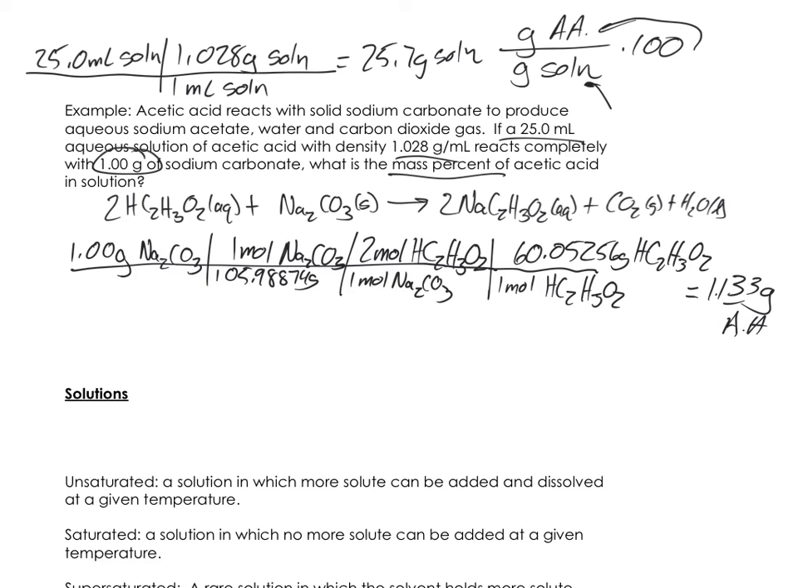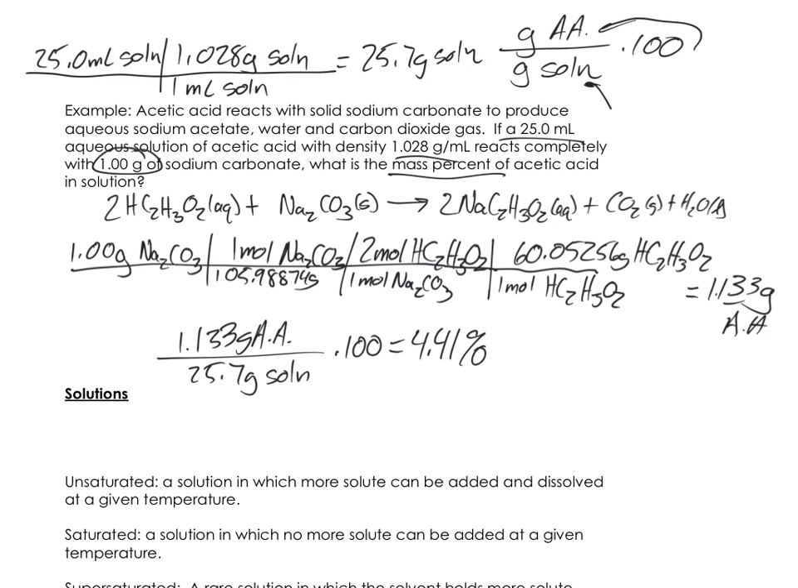To find the percent, I take 1.133 grams of acetic acid divided by 25.7 grams of solution multiplied by 100, and I end up getting 4.41%. A difficult problem. If you can't see that, try to work out a roadmap. You need to learn to write units with at least a little bit, right? If I wrote 25.0 milliliters, I might get confused and think that's 25 milliliters of acetic acid. It's not. It's the solution. So be careful with this kind of stuff.